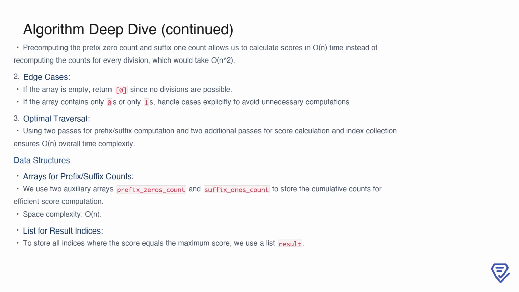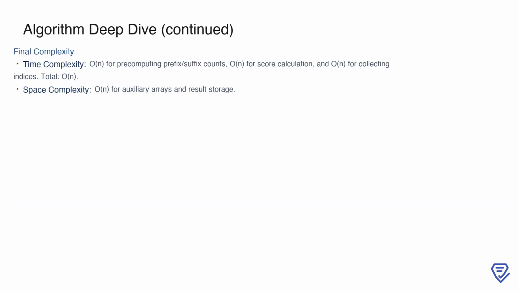To store the cumulative counts, we use 2 auxiliary arrays, one for the prefix 0 count and another for the suffix 1 count. These arrays enable constant time access to the pre-computed values during score calculation. For storing the result indices, we use a simple list. The time complexity of this solution is O(n). This includes O(n) for pre-computing the prefix and suffix counts, O(n) for calculating the scores, and O(n) for collecting the indices with the maximum score.